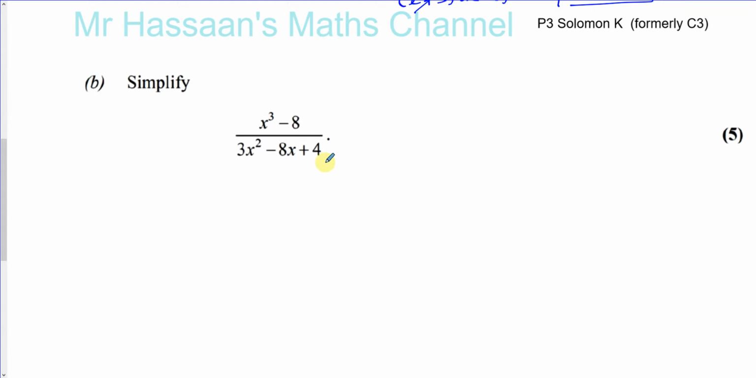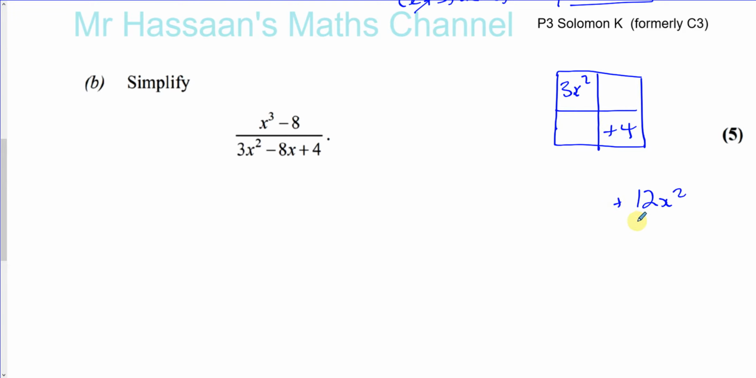Okay, factorizing the denominator seems pretty simple as it's a quadratic. So let's just do that on the side here. So I'm going to try to factorize 3x squared minus 8x plus 4. Okay, so I'm going to use my window method. 3x squared and plus 4. So two numbers, when you multiply them together, you get 12x squared positive. And when you add them, you get minus 8x. Well, they must both be negative because you get a positive product and a negative sum.